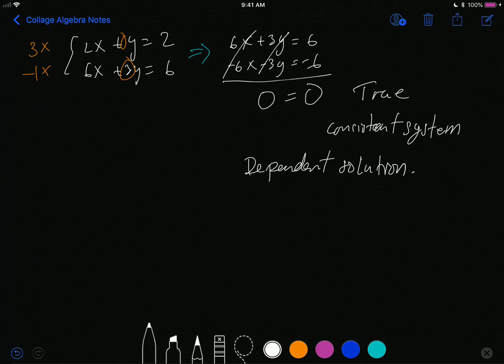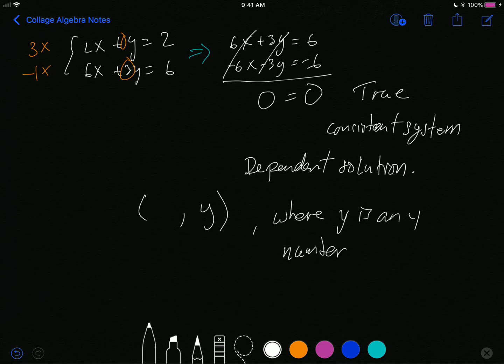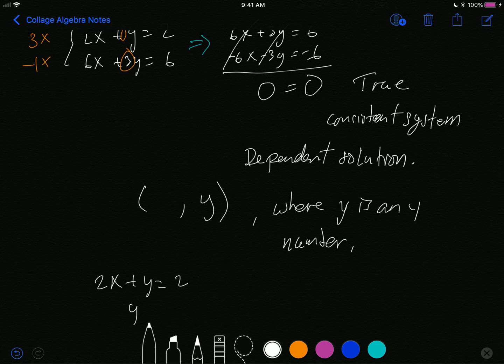And all this means is that to get an ordered pair, I have to pick one variable and then solve for the other. So your dependent solutions are always written as an ordered pair that looks something like this. You let one of your variables be, quote-unquote, free. So I just have y by itself, where y is a number. And then I go to one of the equations and I solve for x. I get 2x plus y equals 2.